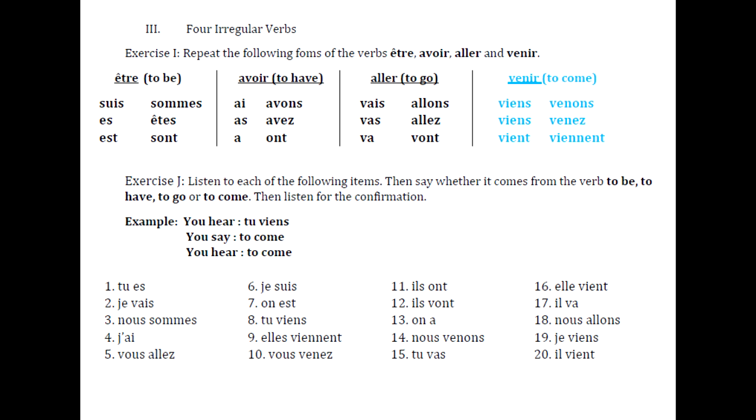Part 3. Four irregular verbs. Exercise I. Repeat the following forms of the verbs être, avoir, aller, and venir. Être. Je suis, tu es, il est, elle est, on est, nous sommes, vous êtes, ils sont, elles sont. Avoir. J'ai, tu as, il a, elle a, on a, nous avons, vous avez, ils ont, elles ont.